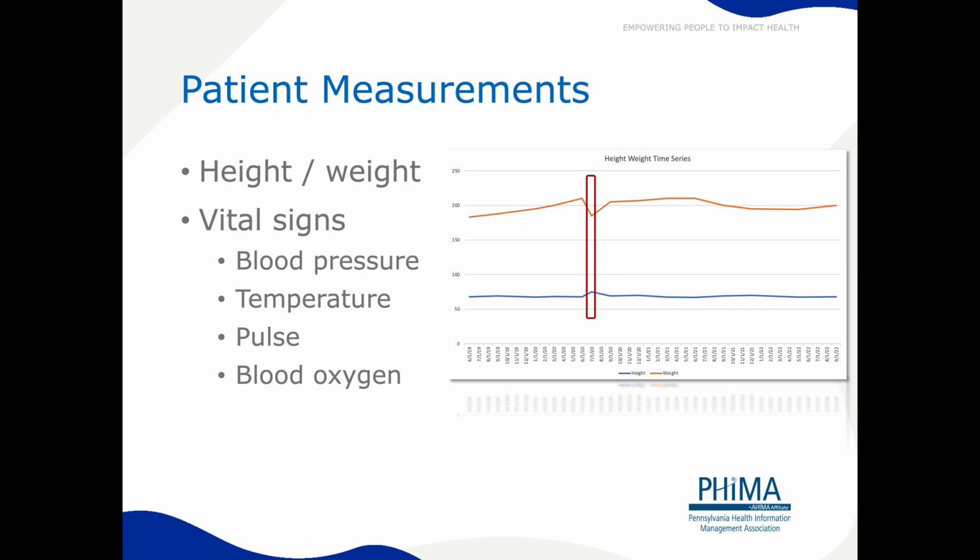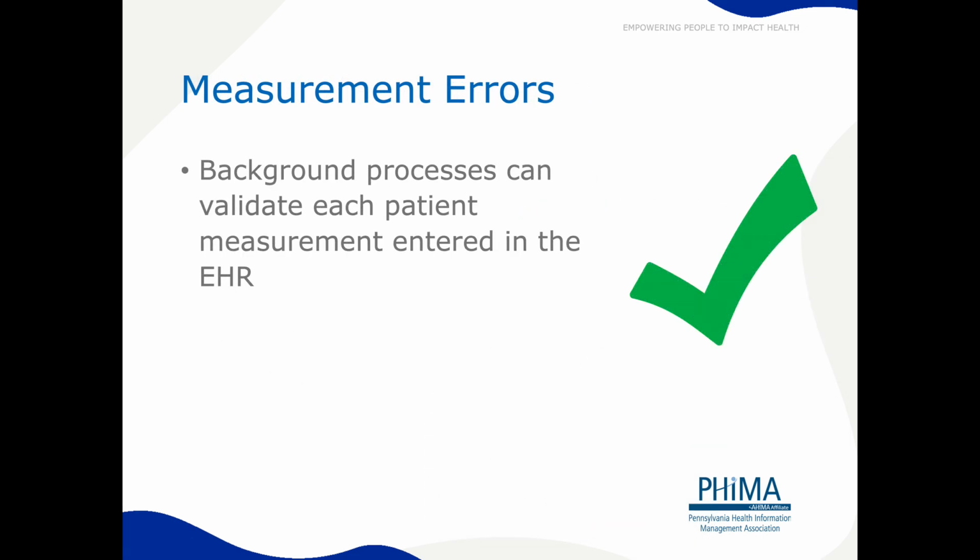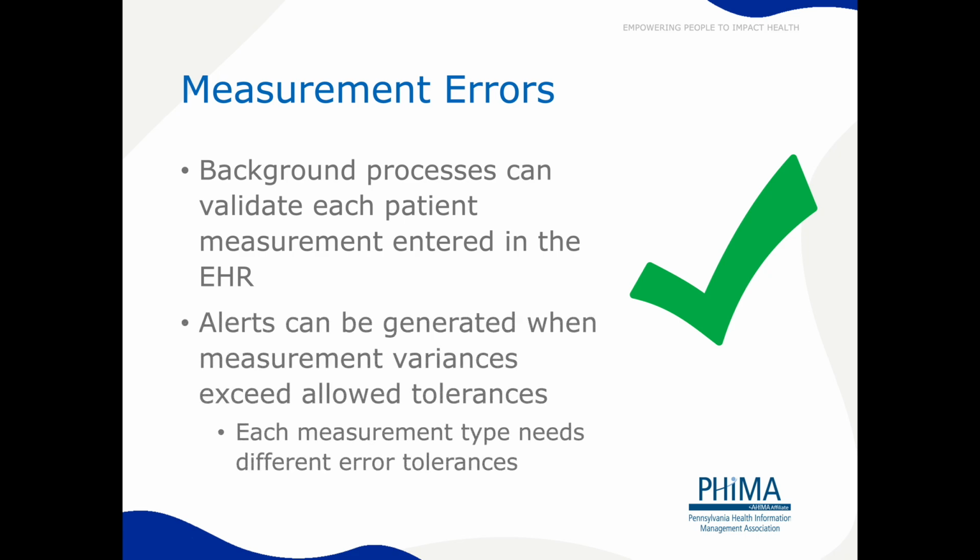EHRs do not give these alerts yet, but maybe just like the redact and reorder measurements that EHRs have implemented, they can implement these as well. But now you can use third-party tools to monitor and report. These third-party systems or your IT department can run these things as background processes to validate every single measurement that goes into the EHR. And then alerts can be generated when the differences in these measurements exceed the variances and the tolerances that we configure for each type of measurement.